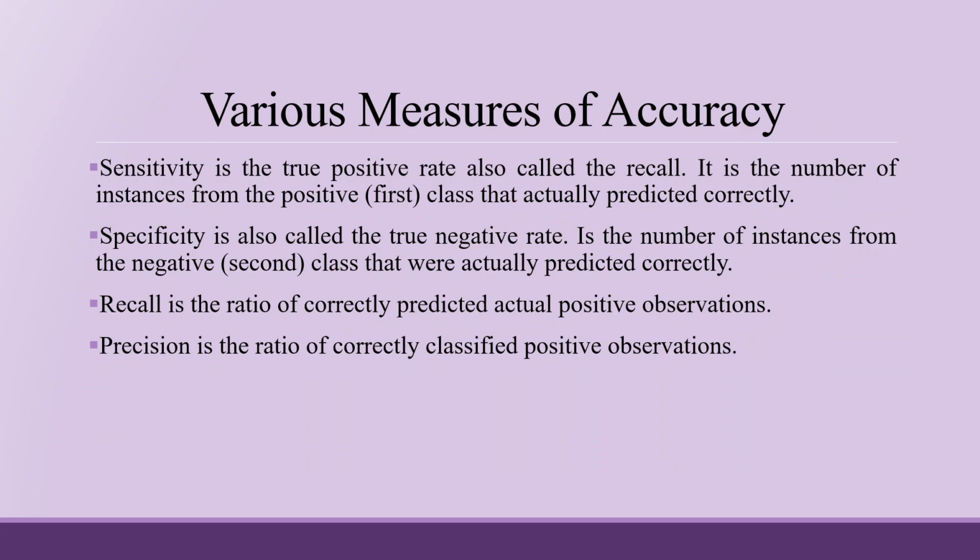First one is sensitivity. Sensitivity is the true positive rate, also called the recall. It is the number of instances from the positive class that were actually predicted correctly. Specificity is also called the true negative rate. It is the number of instances from the negative class that were actually predicted correctly. Recall is the ratio of correctly predicted actual positive observations. Precision is the ratio of correctly classified positive observations.